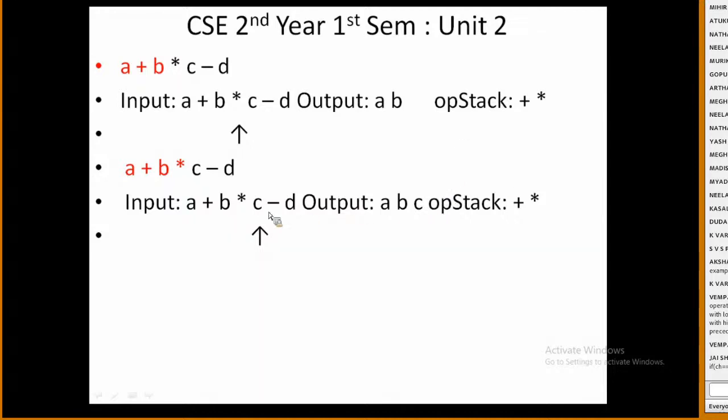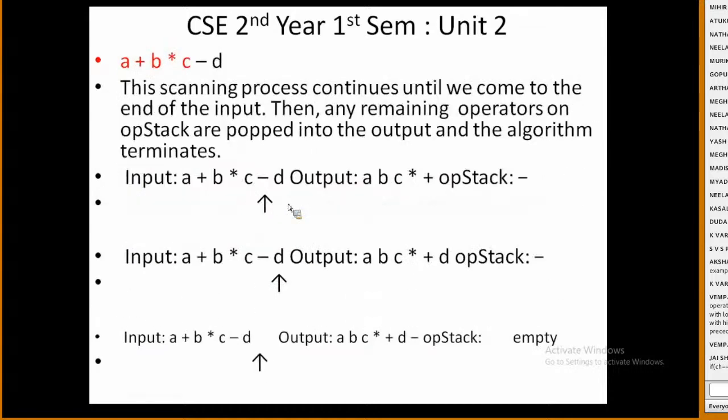Now again, this minus precedence is checked with that hash. The precedence of hash is set to 0, and the precedence of minus is 1. Since it is higher, we push it. Therefore, multiplication and addition have come here and minus has got pushed.